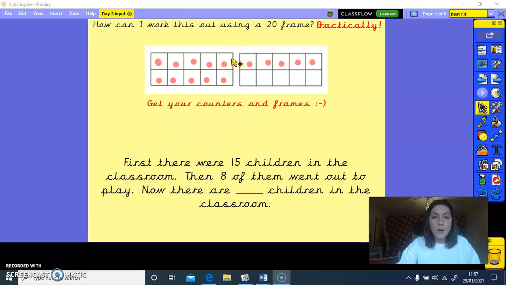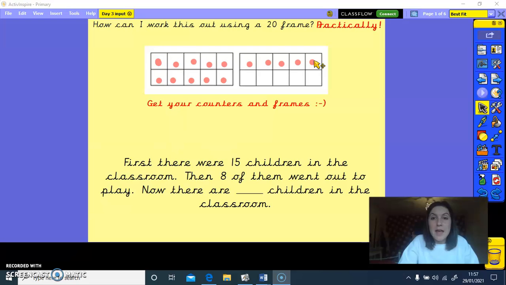So you can see, hopefully on yours as well, that you have got one tens frame full, which shows us there's 10. And then you have got 10, 11, 12, 13, 14, 15 in total. So you want 10 in one frame and then 5 in the other. And then it says 8 of the children went out to play. How many of the 15 in your 20 frame are you now going to be taking away?